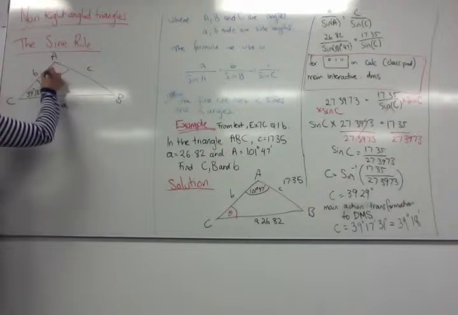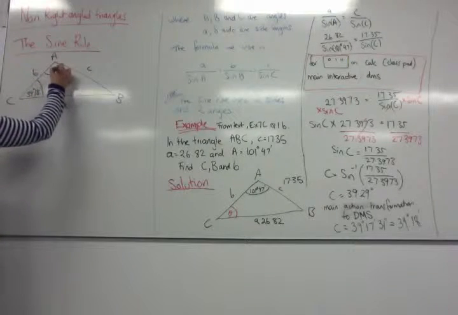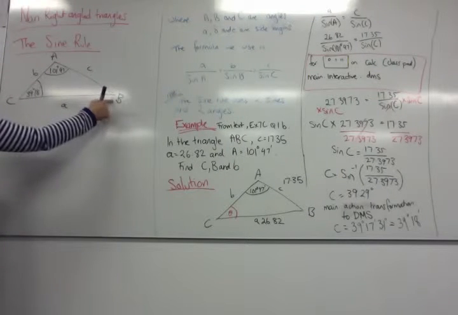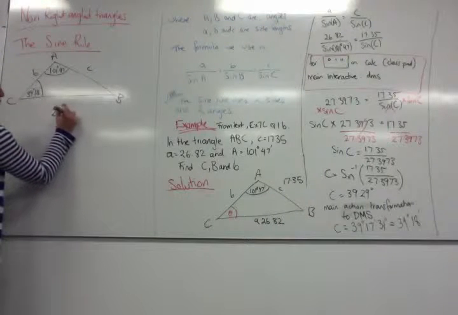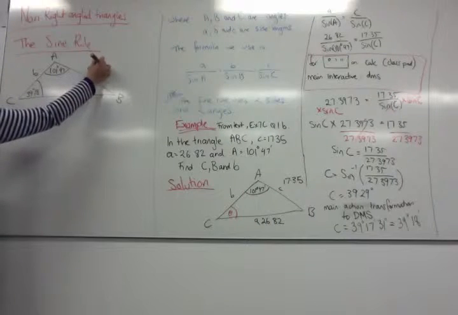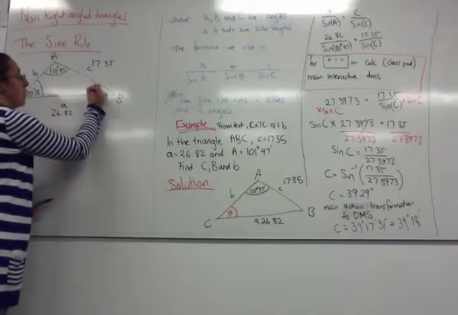So we've got 39 degrees, 18 minutes. We have an angle here that's 101 degrees and 47 minutes. This B, we don't know. We've got to find it out. We know that A here is 26.82. We know that C here is 17.35. Now, we're going to focus on finding this angle B.